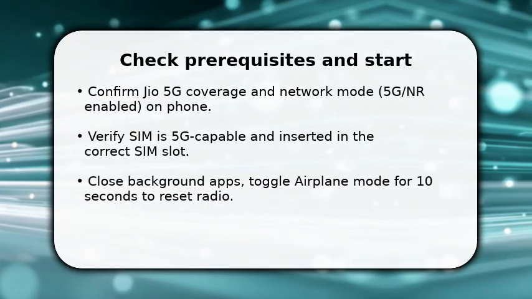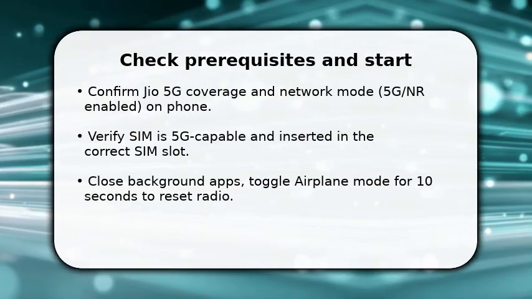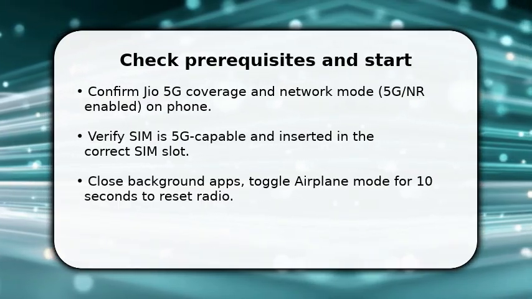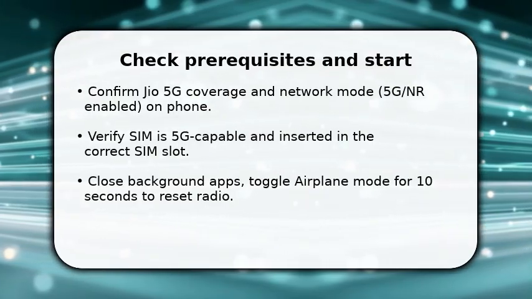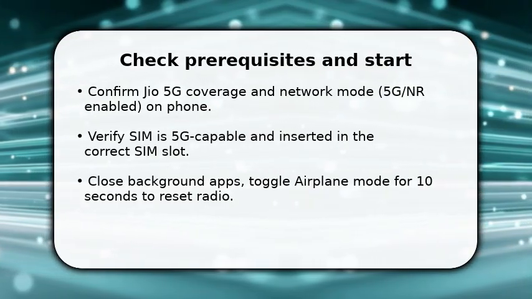Next, close heavy background apps and toggle airplane mode for about 10 seconds to force a fresh network registration. This clears temporary radio state and gets you onto the local cell quickly.